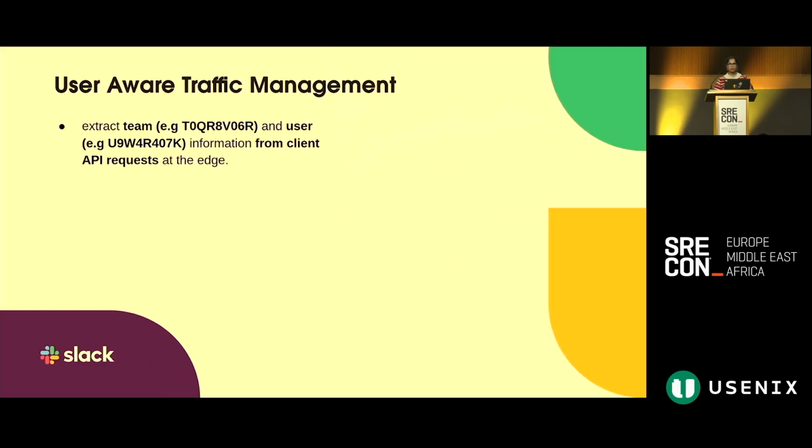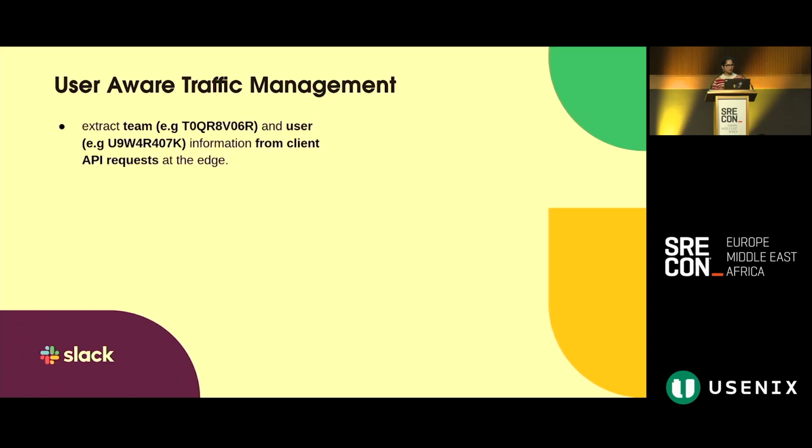So, what is user-aware traffic management? We were not very creative with the name, sadly. We could have gone for, I don't know, yellow panda or pink fluffy unicorn, but we kept it simple. It does what it says. It enables us to do traffic management based on user characteristics. And the user here is very Slack specific, and it doesn't have to be, but it works better for us.